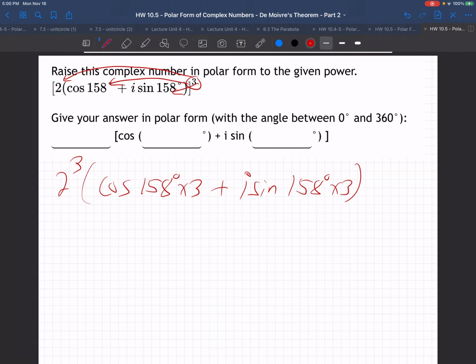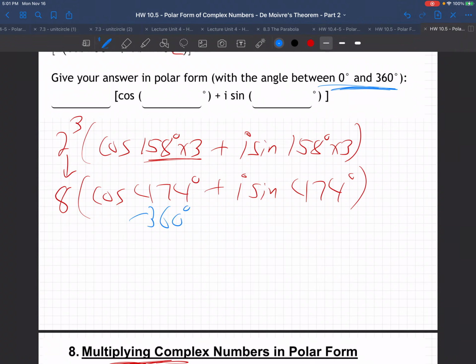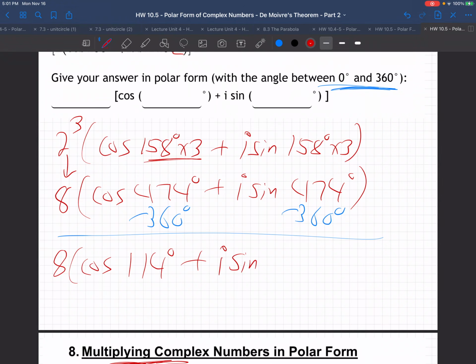Okay, and so what's going to happen at that point? Well, we're going to change this to an 8. And this will be cosine of 3 times 158. I'm going to use my calculator. I'm getting 474 degrees plus i sine of 474. There we go. But the angle has to be between 0 and 360. So you know what to do. We've done this before. Just subtract 360. You can always add or subtract 360. It doesn't change anything. Same position when you're done. So it'll be 8 cosine of 114 plus i sine of 114 degrees.